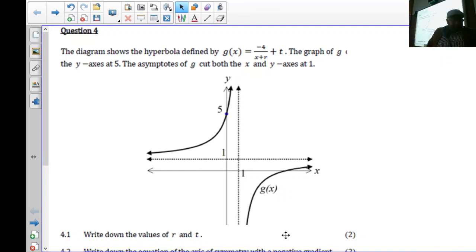Good morning. So today we're looking at question 4 from the Metro Central Education District. We're looking at the common paper, September 2021. We're looking at question 4.